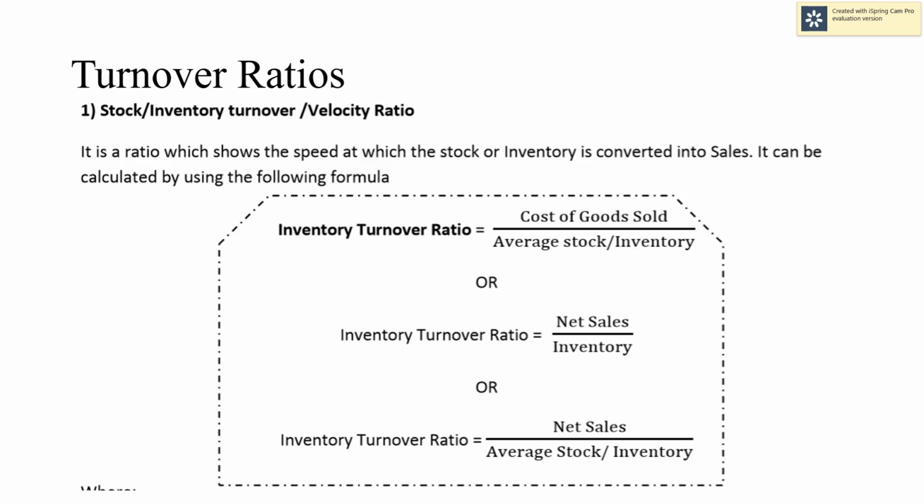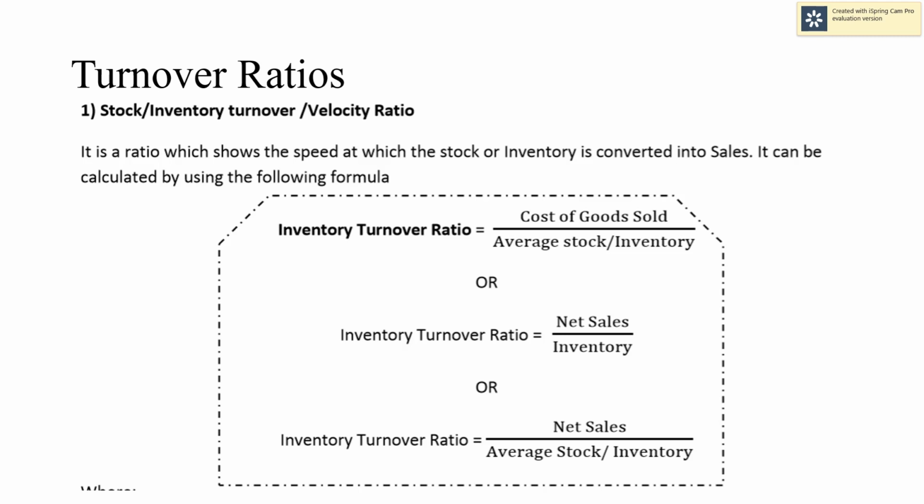The first one is stock turnover ratio, or inventory turnover ratio, or velocity ratio. It is a ratio which shows the speed at which the stock or inventory is converted into sales. It can be calculated by using the formula. Now, what does this stock ratio mean? It's a very simple one.